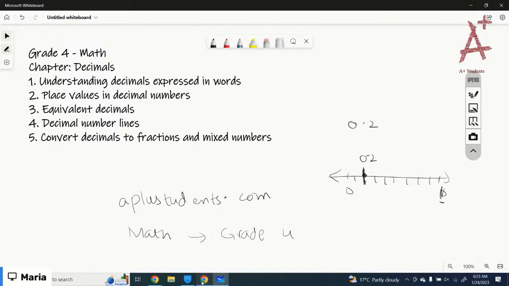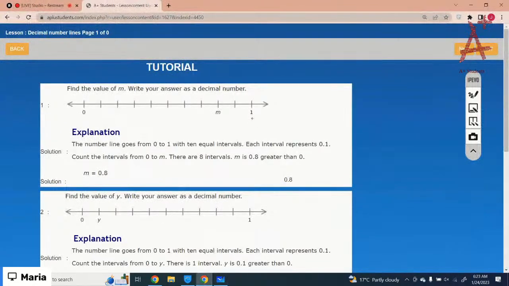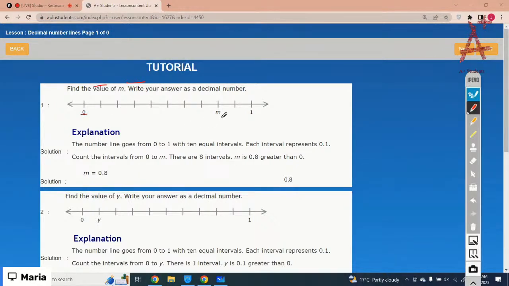For example, find the value of m, write your answer as a decimal number. So you can see here you have the m that is in between 0 and 1. Just count what value it is. 1, 2, 3, 4, 5, 6, 7, 8. M is at 8, so it would be 0.8. Got it? Okay, find the value of y. So y is at the very first line, it would be 0.1. Got it? Okay, let's start with the practice questions.